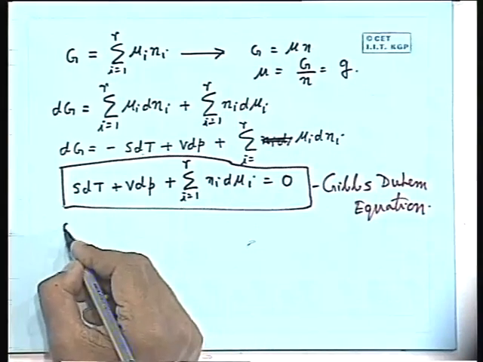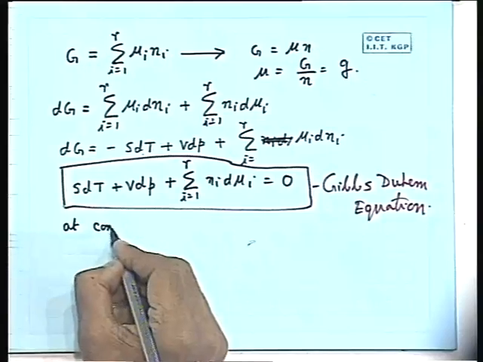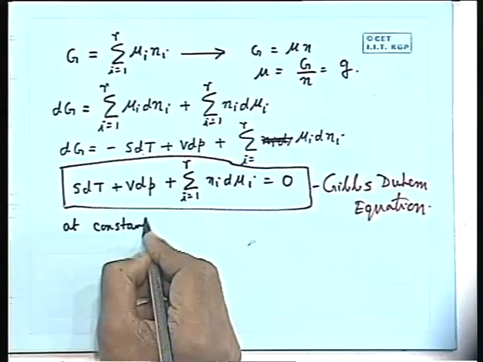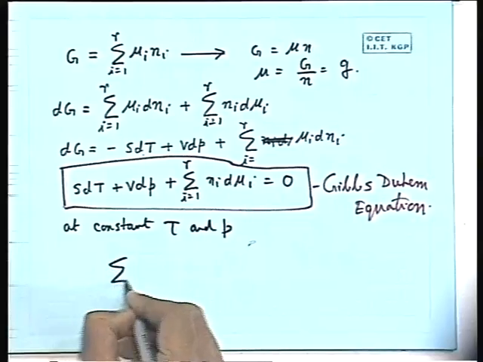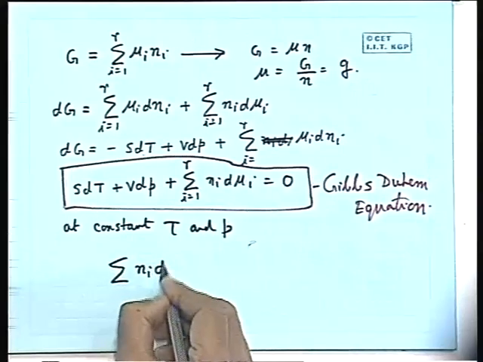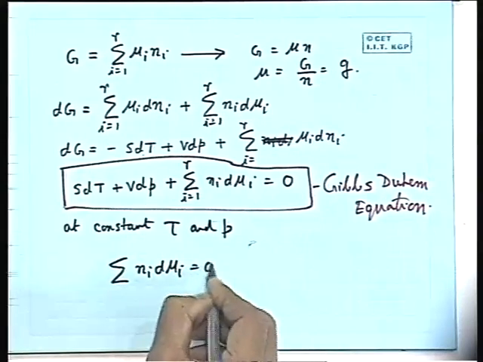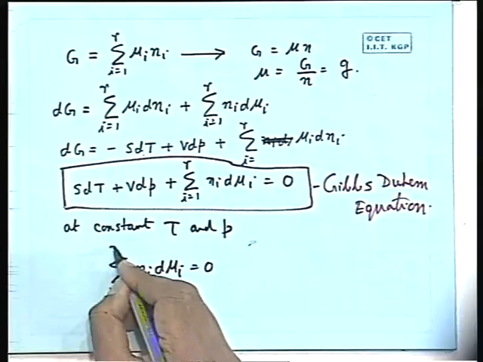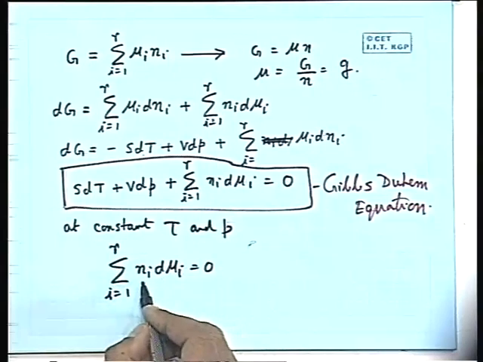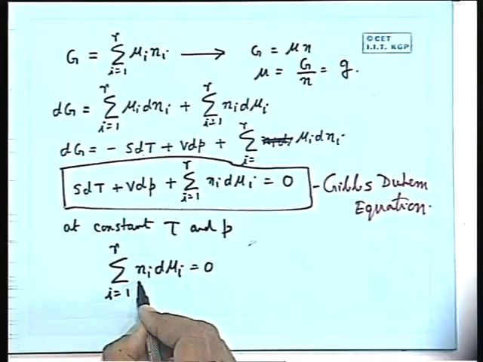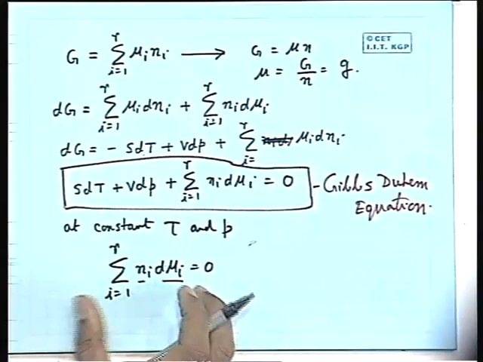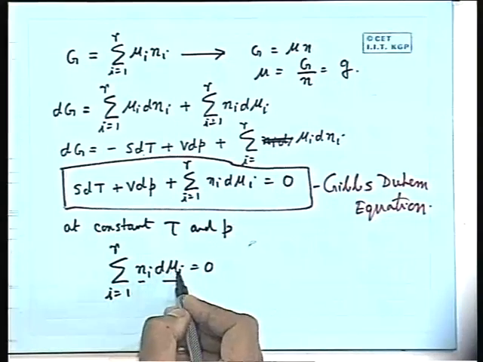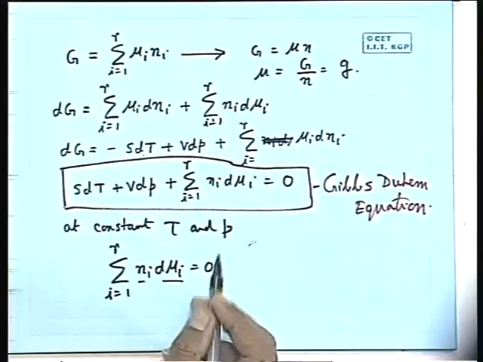So at constant pressure and temperature, the Gibbs-Duhem equation becomes summation of n i d mu i equal to 0. That means for r number of components at constant pressure and temperature, the summation of n i d mu i is equal to 0. This is an important relationship between the change in thermodynamic potential and the number of moles.